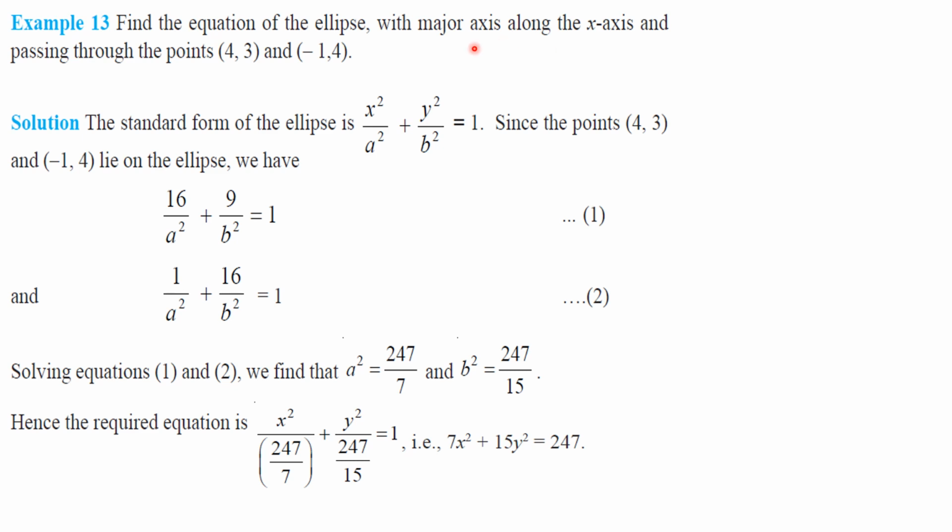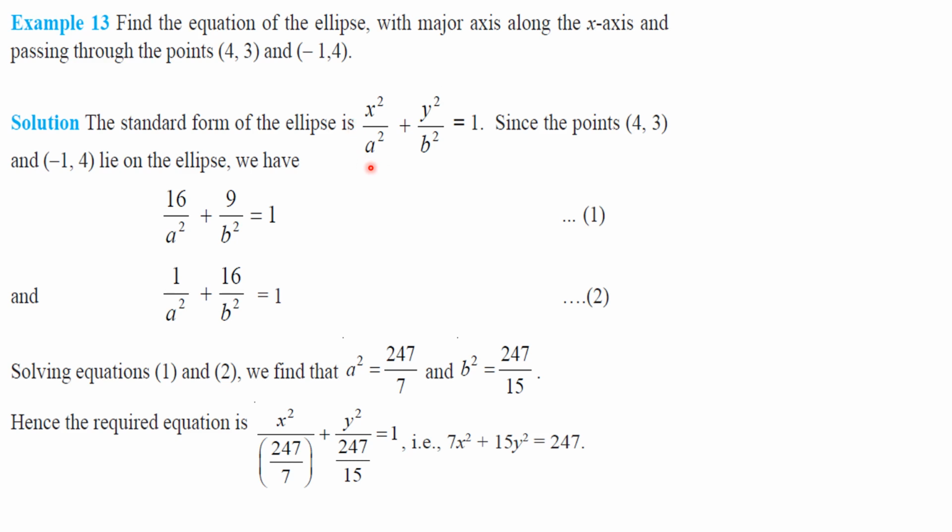Yes, here the major axis of the required ellipse is along the x-axis. Then what is the equation of the ellipse whose major axis is along the x-axis? Yes, x square by a square plus y square by b square is equal to 1. That is the equation of the ellipse whose major axis is along the x-axis. Okay, my dear children, understood this point? Now come to the solution part. The standard form of the ellipse is x square by a square plus y square by b square is equal to 1. You have to identify this equation of the required ellipse.